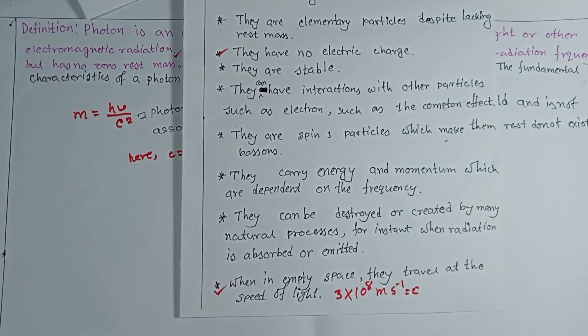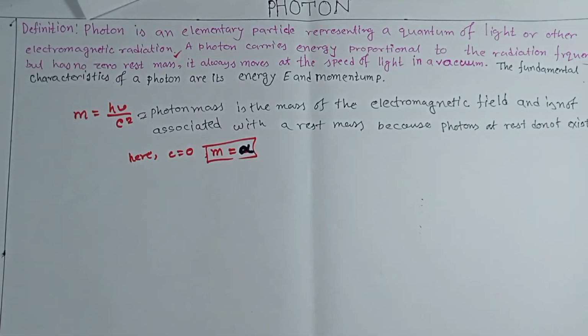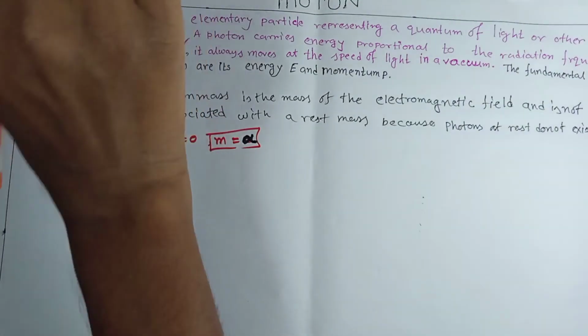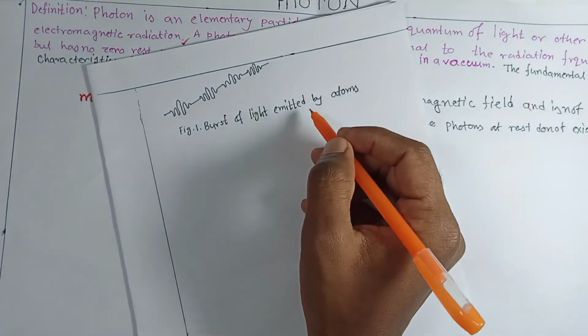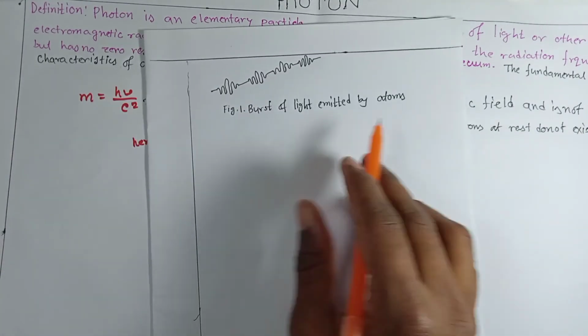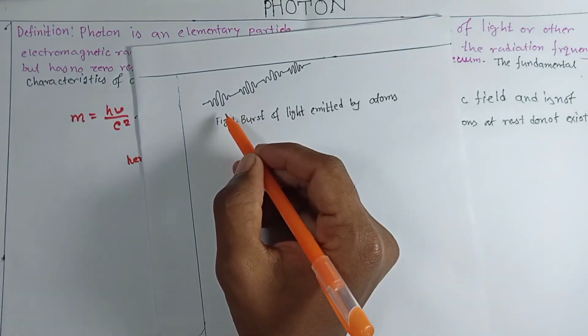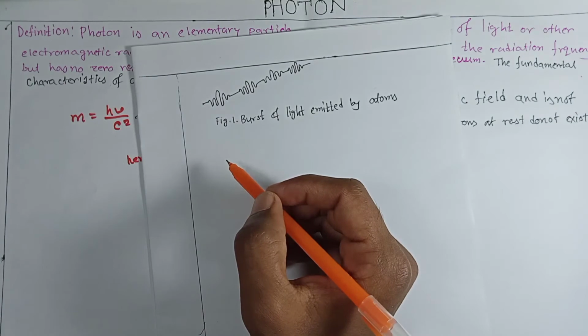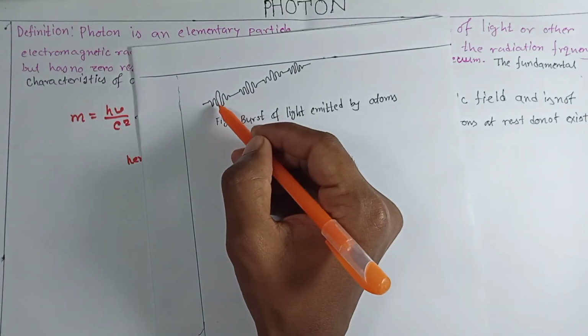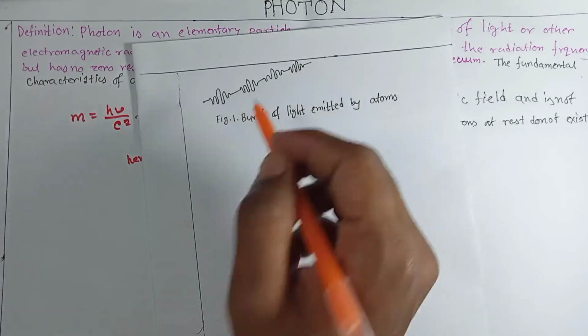Now we talk about how photons can be created. This is the burst of light emitted by atoms. We can say that photons are emitted by individual atoms. Here an atom, here an atom, and here an atom.